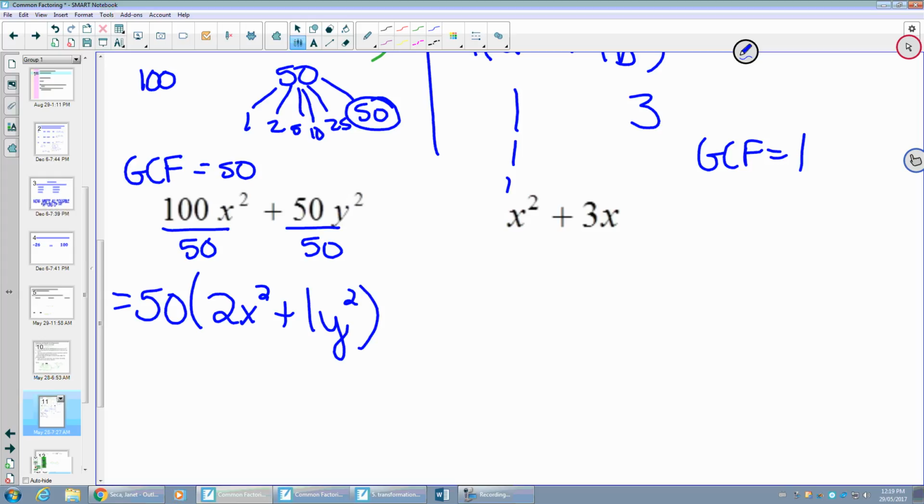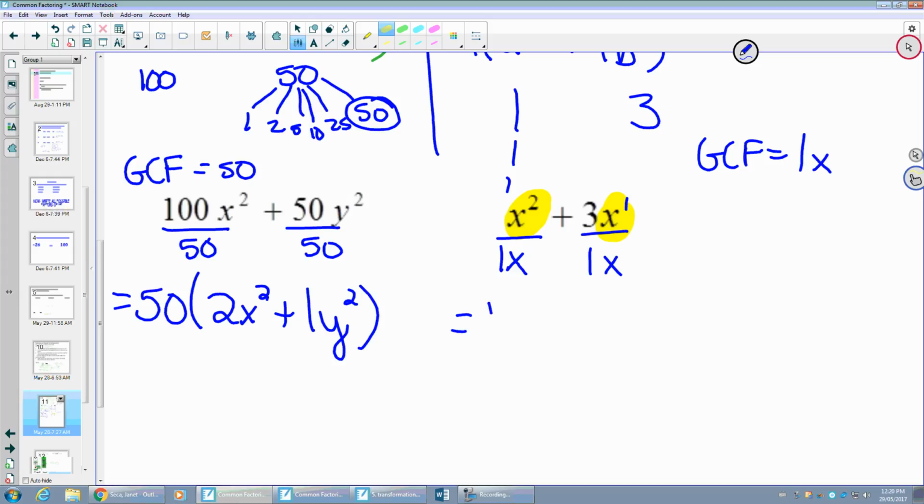Now there's also something else that I can factor out here. If you look here, I have an x squared and an x in both of those terms. So I always look for the lowest exponent. The lowest exponent here again is 1. So I'm going to write here the lowest exponent, so that becomes 1x. So what do I do? I divide by 1x, divide by 1x.